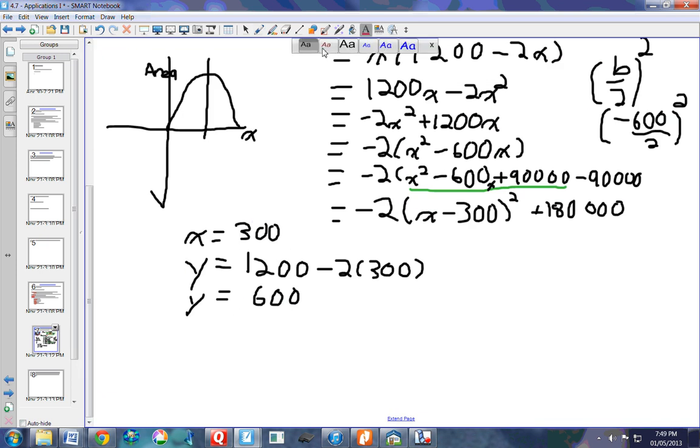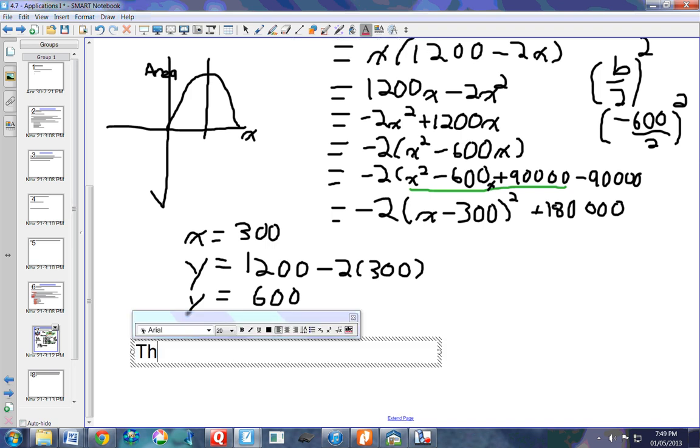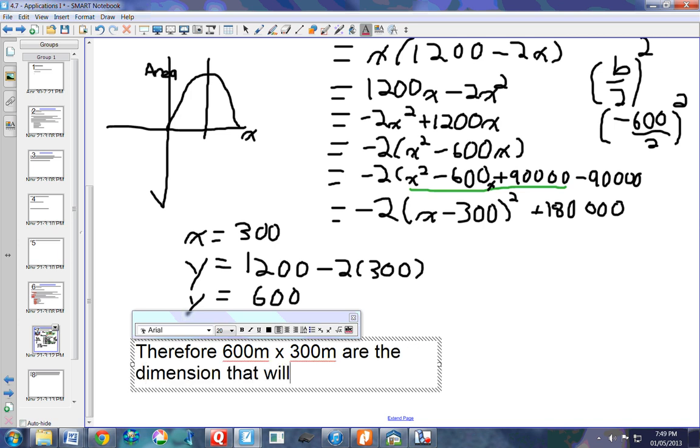We're going to end with the therefore statement. Therefore, 600 meters by 300 meters are the dimensions that will maximize the area.